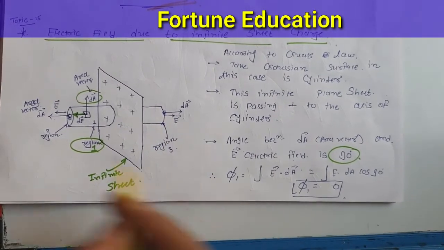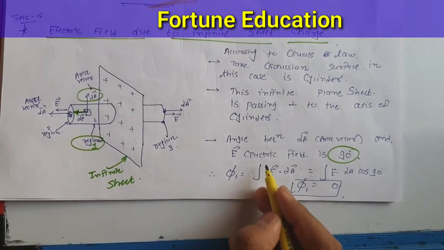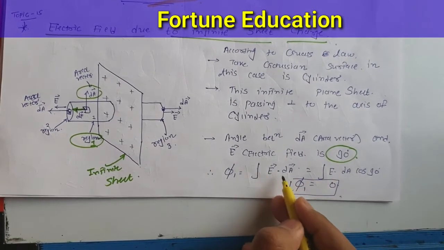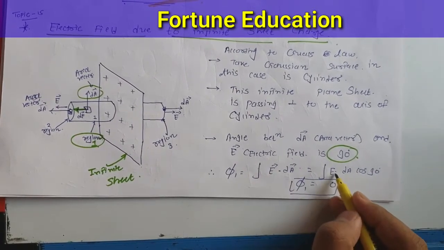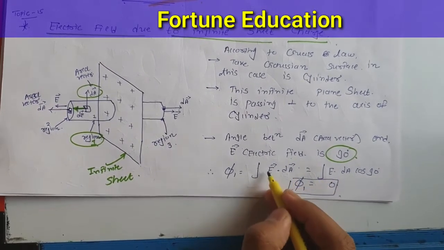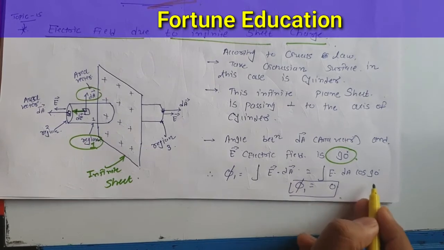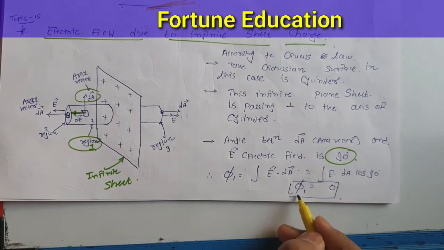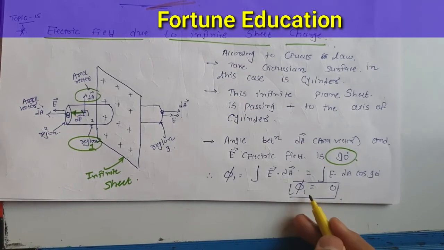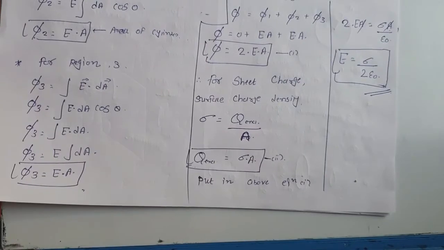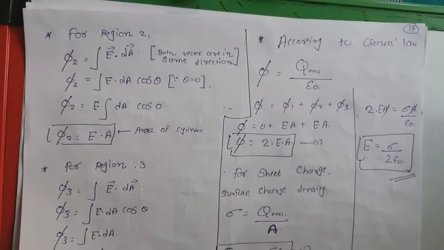Now the electric flux for region 1, phi 1, is the closed integral of E dot dA. When we remove the dot product, it is E dA cos theta, but the angle between the area vector and the electric field is 90 degrees. The value of cos 90 is 0, so the flux phi 1 for region 1 equals 0. Now for our second condition, region 2.